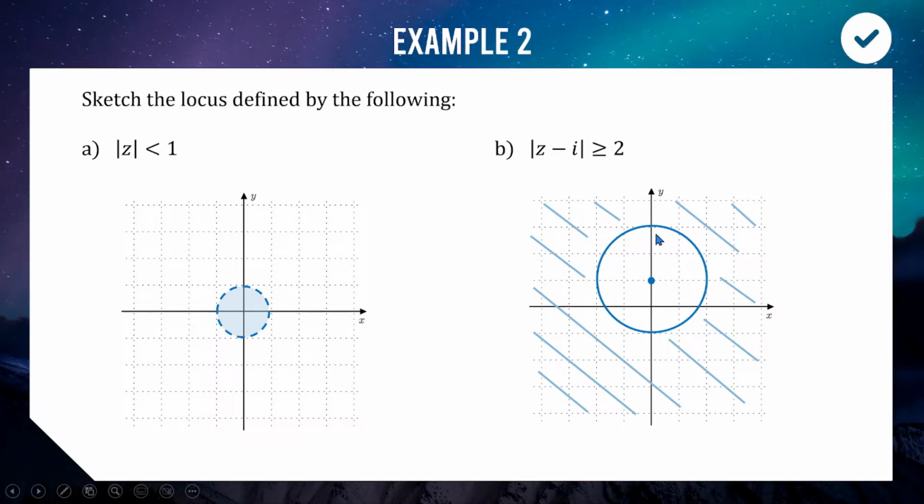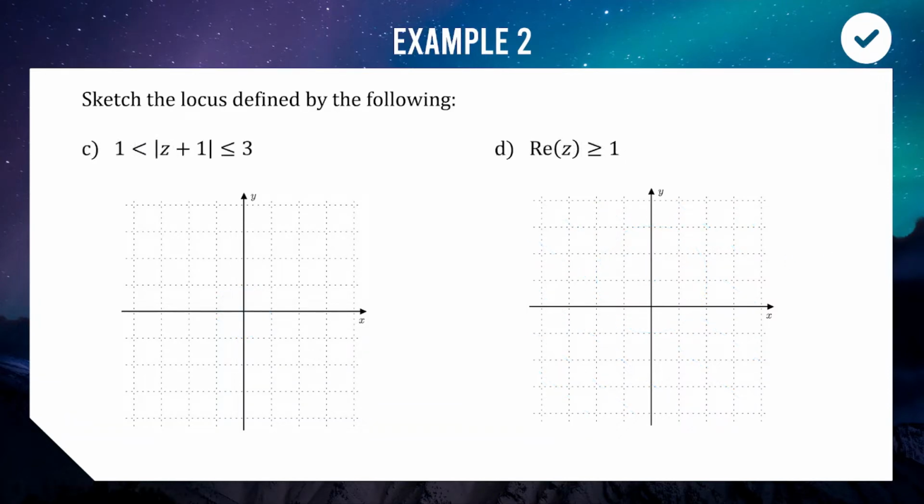Everywhere inside is less than 2 units to the point i. Everywhere outside is greater than or equal to 2 units from i. And again, because this time it was a greater than or equal to instead of just a greater than, our region, which is the edge of the disk, the circumference, is included, and that's why it's got a full blue line.